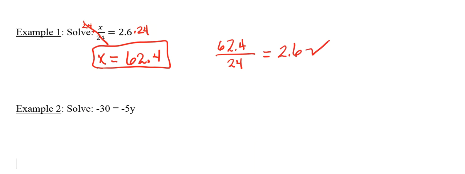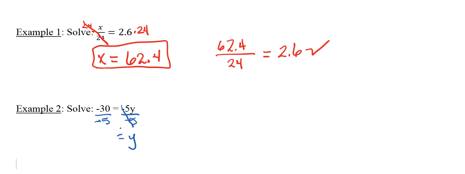On number 2, the -5 and the variable are multiplying. So whenever there's nothing between two things, that means it's being multiplied. In order to solve it, I have to do the opposite of multiplication. The opposite of multiplication is to divide. So we're going to divide by -5. That makes that one go away. So y equals -30 divided by -5.